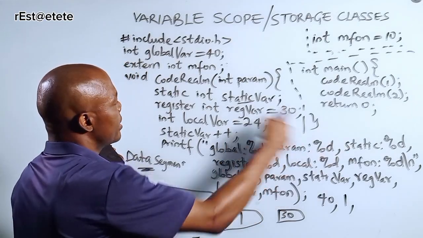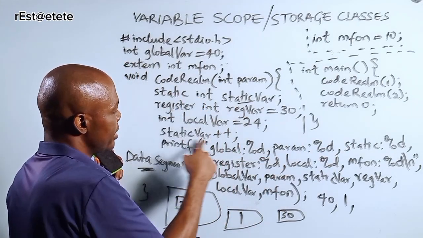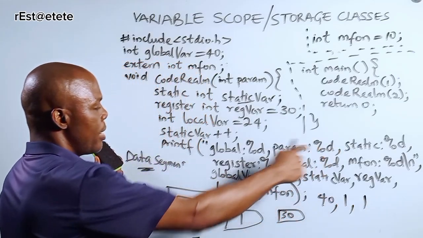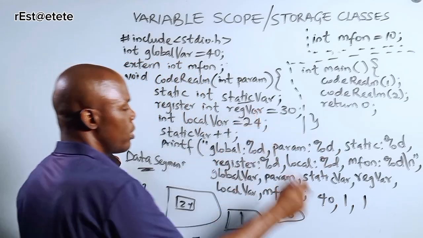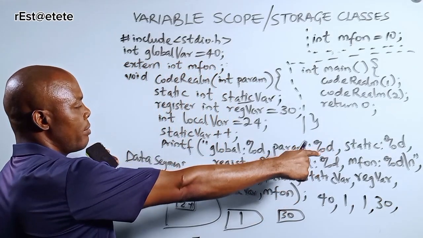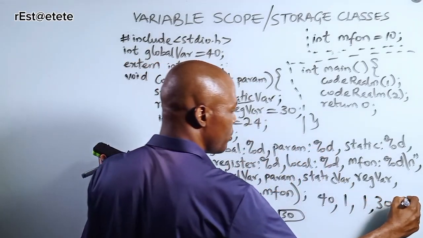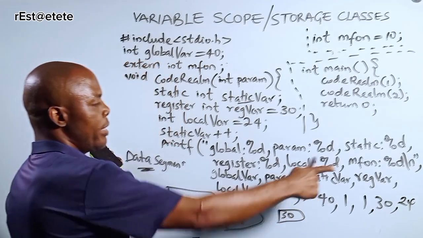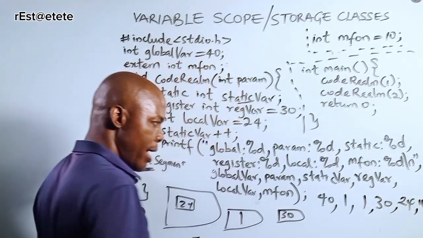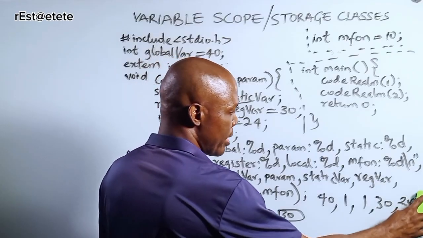Then static, which is this one, has incremented here to 1, so it will print out 1. Register is what? 30, it will print out 30. Then local is what? 24, it will print out 24. Then fun is what? 10, it will print out 10, right? I don't know whether you are still seeing that.